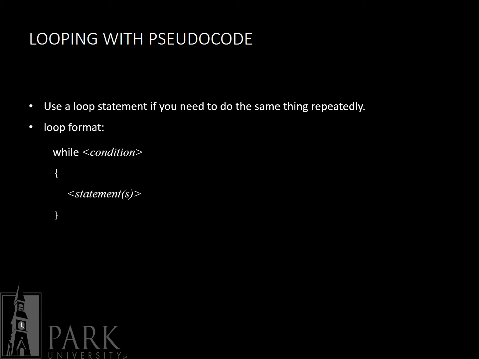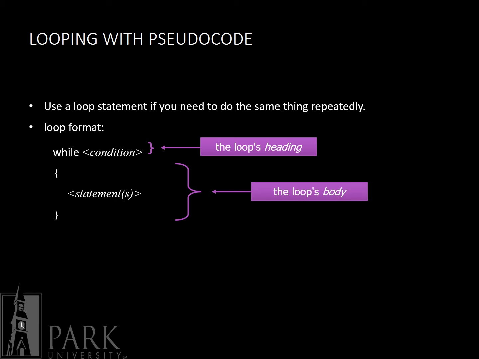So basically we're going to use a loop statement if you need to do anything repeatedly. And the format generally looks like this. There are two main components, the loop heading, shown here, and the body, shown here. So how does this work? Well, while the loop condition is true, execute the statements and then jump back to the condition, like we've already seen with the pseudocode.